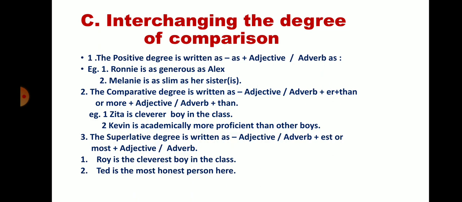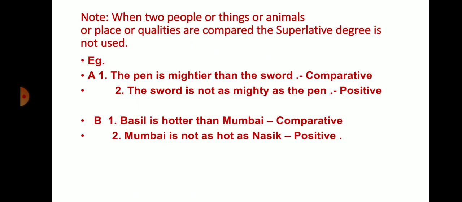Roy is the cleverest boy in the class. So here it is the cleverest boy; already it is a superlative. He is the most honest person here. So that is the most honest. You are using the word most to show it is a superlative degree.